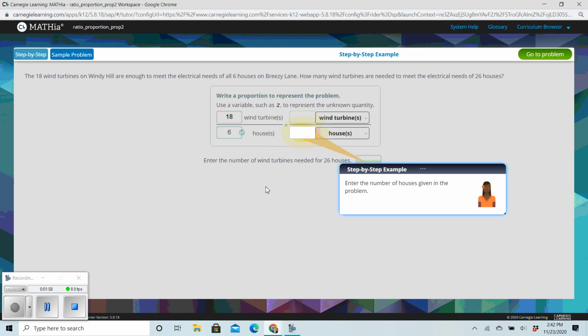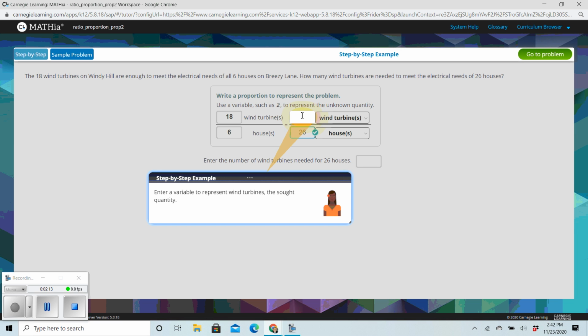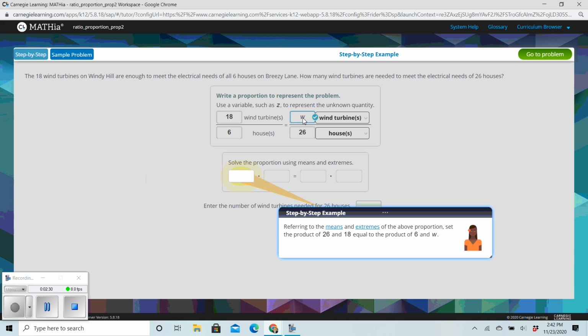Now we are looking at the specific question. It says, how many wind turbines are needed to meet the electrical needs of 26 houses? We know that our number of houses that we need to power is 26, but now we need to identify how many wind turbines. Remember, we're entering a variable here. We don't know how many, but we need to figure it out. In order to do that, we need to pick a variable, any letter A through Z. Because we're talking about wind turbines, I'm going to use W just because it makes sense. So W stands for wind turbines.